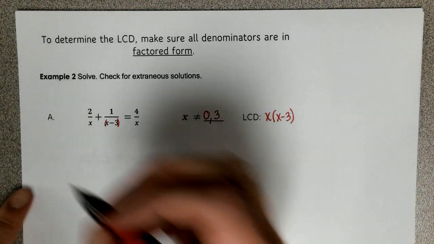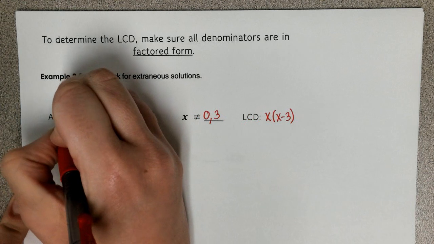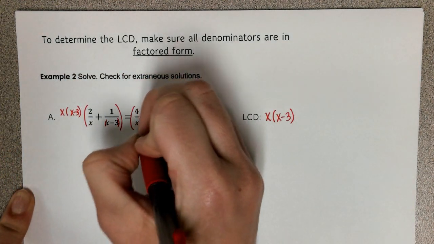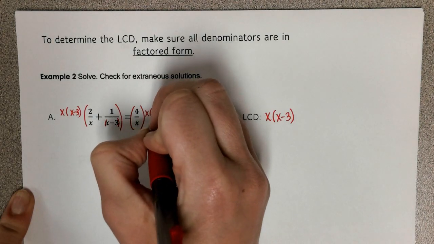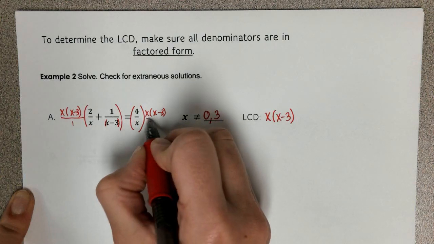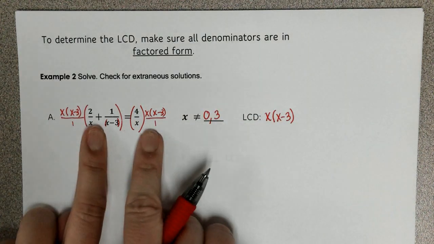All right, now I'm going to multiply both sides by the LCD. So x times x minus 3. And over here, x times x minus 3. And remember, this is the top only. Okay, I can do this because I can do the same thing to both sides of the equal sign.